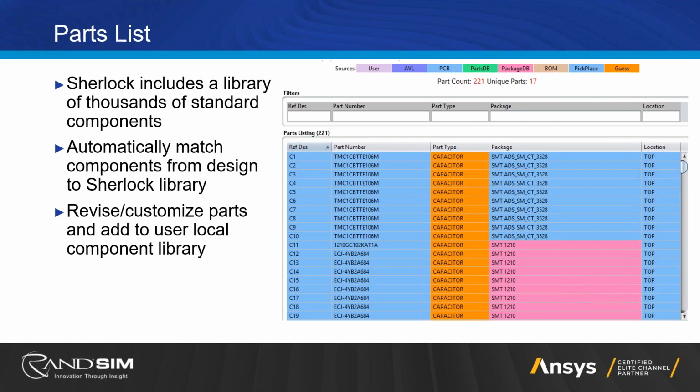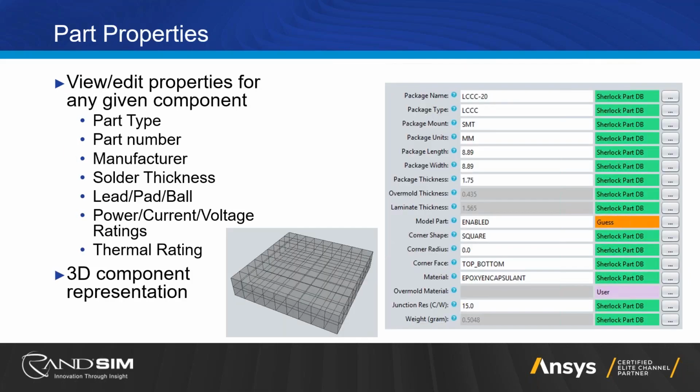And if you happen to have a unique part and it doesn't exist in the Sherlock library itself, you can always revise and customize parts and add them to what's called your user or your local component library. So once you've brought those parts in, for example, if you're using this tool and you have your own internal parts database, you can import in all of those parts, assign the parameters accordingly, and you have everything that you need to run through a simulation in Ansys Sherlock.